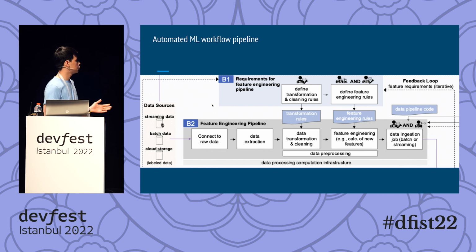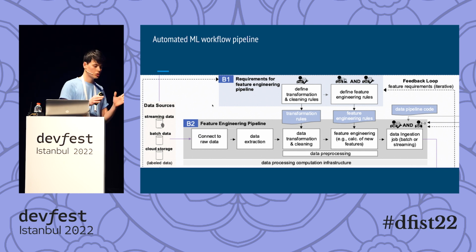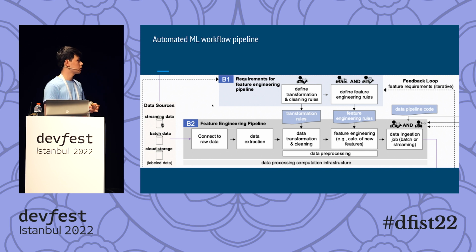This is where we have a feature engineering pipeline. We connect to raw data. It can be streaming data, batch data, or cloud data, of course labeled, and we extract the data, not all of the data set we need. Then we transform and clean it and get the features out of it. Usually the data set we have can't meet the requirements. So in order to use the data set we have, we can use feature engineering; for tabular data we can use x, square root of x, and so on.